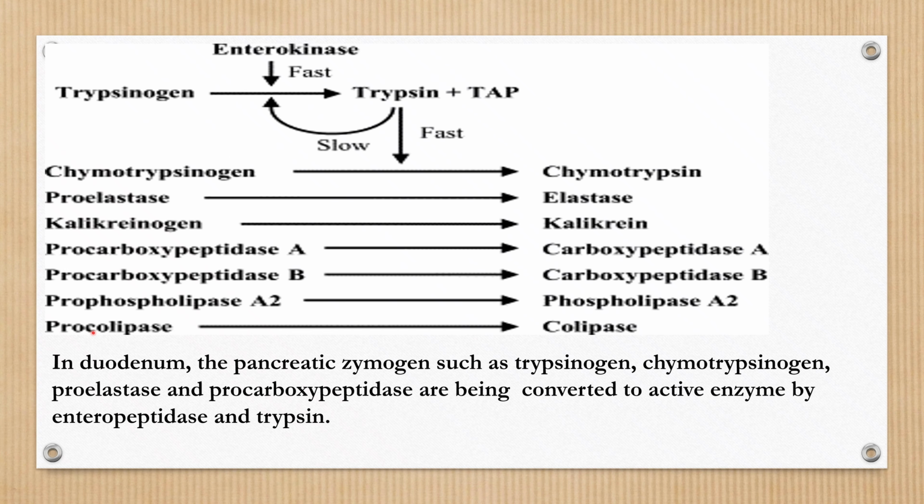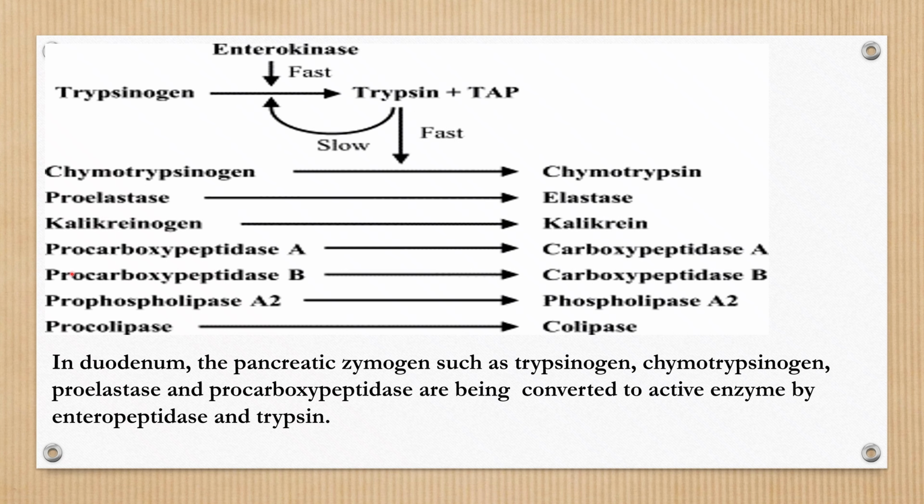In the duodenum, the pancreatic zymogens such as trypsinogen, chymotrypsinogen, proelastase, and procarboxypeptidase are converted to active enzymes by enteropeptidase and trypsin. Can you see this is trypsinogen, which is the zymogenic form of trypsin. Trypsinogen is converted to trypsin by enteropeptidase, or enterokinase. Now trypsin converts all these zymogens to their active form. Trypsin converts chymotrypsinogen to chymotrypsin. Trypsin converts proelastase to elastase.